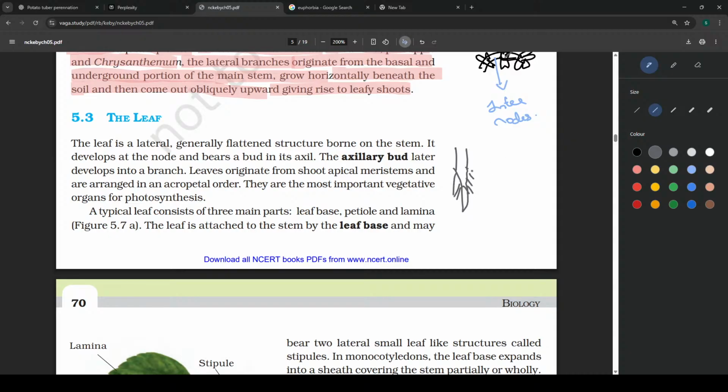This will be the root, or it's not banana, fine. There will be a stem like this. If this was the ground, then there will be a stem. This is a stem, not a root. A stem will be growing like this, and after some time at a new region it will come out like this, and this will become a new plant.